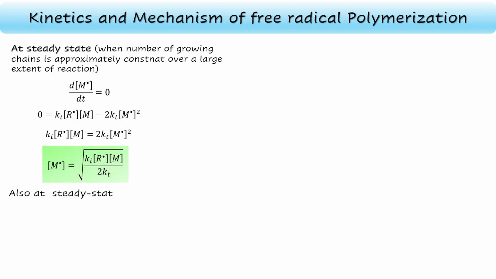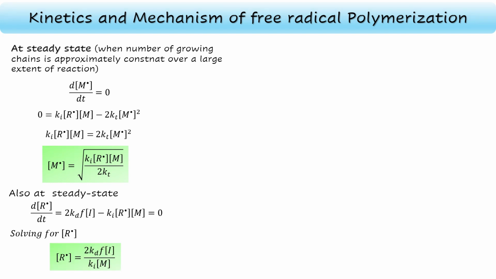Again, we consider the steady state assumption for the primary radical. The rate of change in the concentration of the R radical is 0. This means 2f kd I minus ki R radical into concentration of M, the concentration of monomer, is equal to 0. Solving this for the concentration of R radical, we reach the following expression. Placing this value of R radical in the expression of M radical, we reach the following expression.